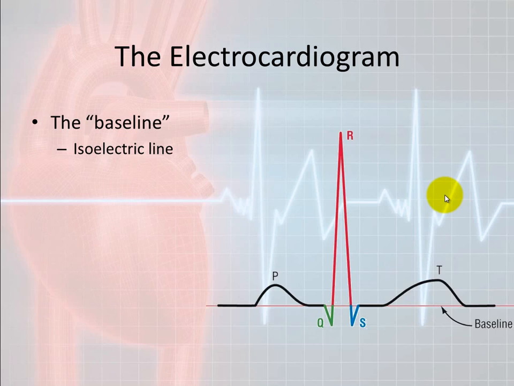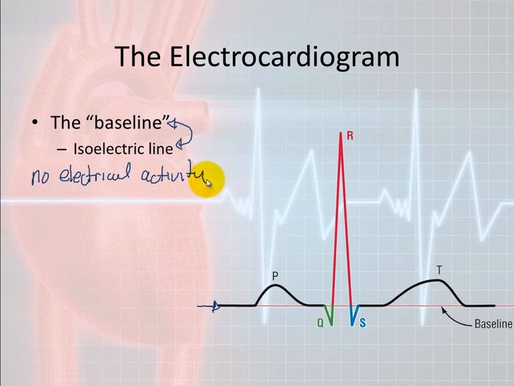So first, let's start off with discussing baseline. This is also called the isoelectric line. These two terms are kind of synonymous. What happens at baseline is that you see this line that starts out right there and then goes all the way across over here. This line is considered baseline because at this point there is no electrical activity going on in the heart right now, which means it has completely repolarized or it has completely depolarized.